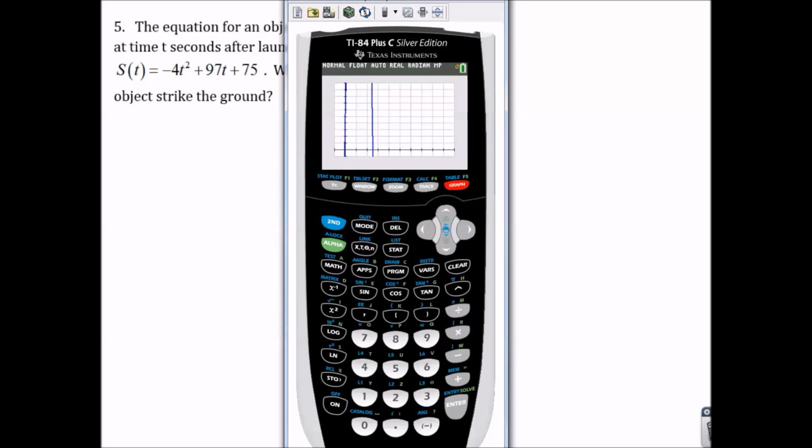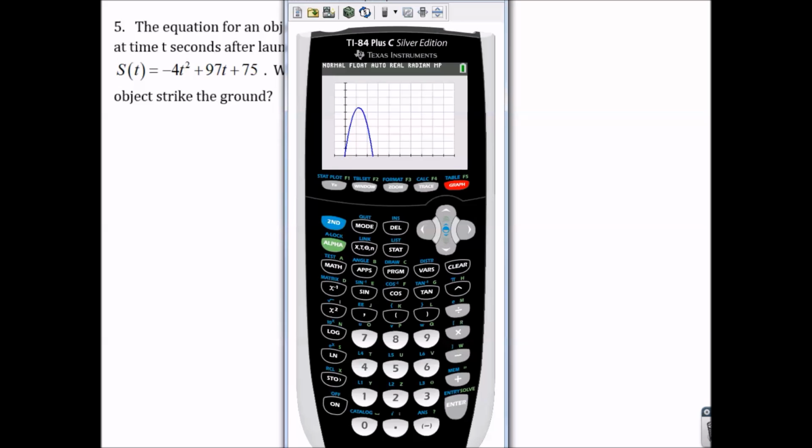Okay, so if I change my window again, if I change my Y max because I can't see the top of the parabola, whoops, I'll make it 1,000. Whoops, and count by 100. Okay, so we have something that goes up and comes back down. And we're looking for when does it hit the ground. So in this situation, the x-axis represents the ground. So we want to know, when does the graph hit the x-axis?